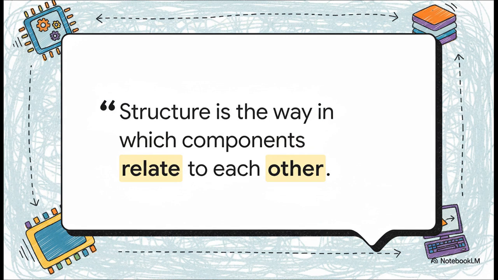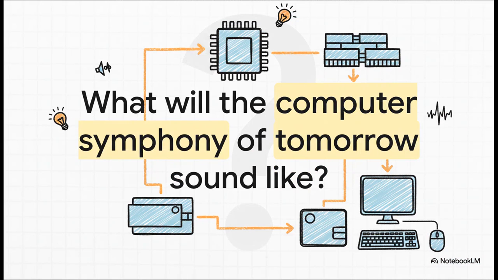And this quote from our source material just hits the nail on the head. It's not about any single part in isolation. The real magic of a computer comes from its structure, the way all these millions of tiny parts relate to each other, passing data and control signals back and forth at just unbelievable speeds. So we've seen this intricate dance that happens inside our machines today. But every single component is getting faster, smaller, and way more specialized. It really leaves us with a fascinating question to ponder. What new levels of performance, what new kinds of magic will the computer symphony of tomorrow be able to create? What's it even going to sound like?